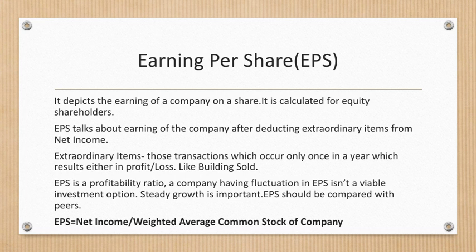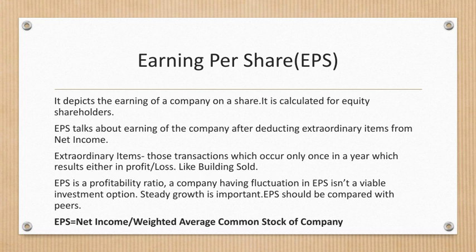EPS is a profitability ratio. A company having fluctuation in EPS isn't a viable investment option. Steady growth is important. EPS should be compared with its peers. Suppose we talk about power. If I talk about NTPC, it's a power based company, and Power Grid is also a power based company. So I have to check which one is better in EPS.